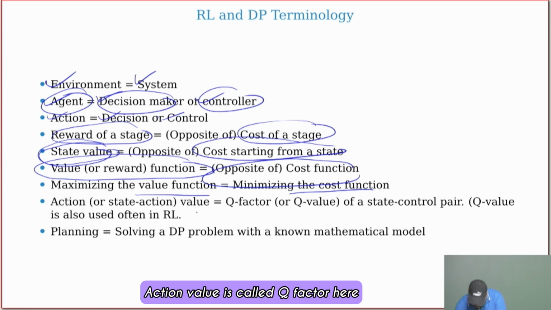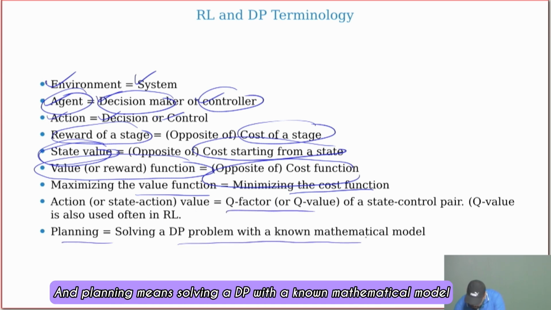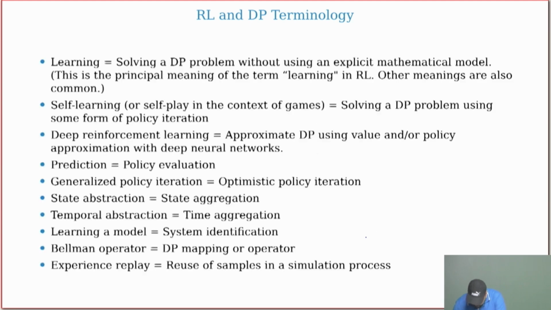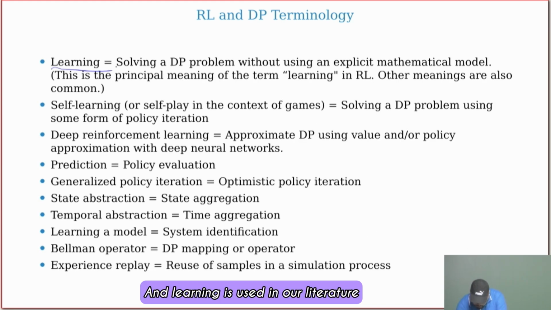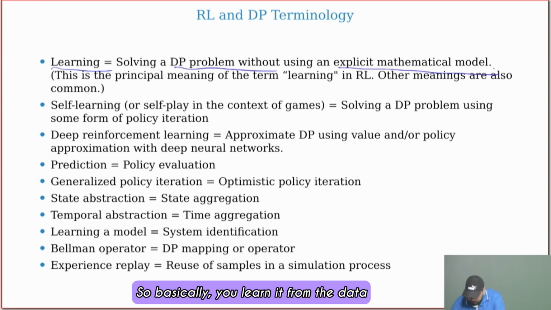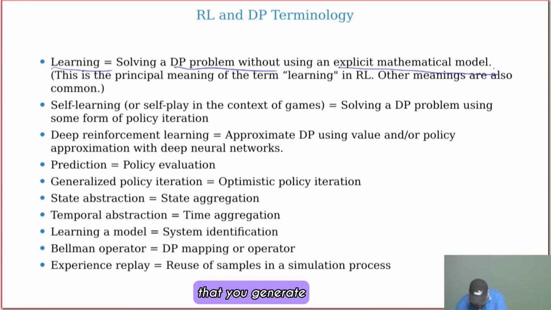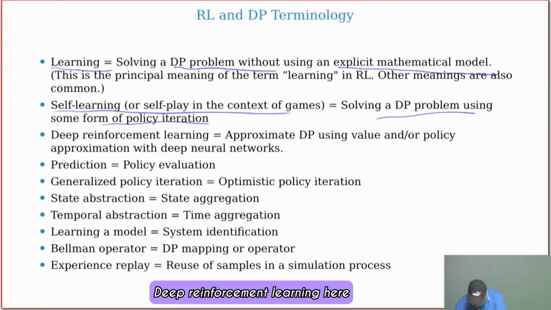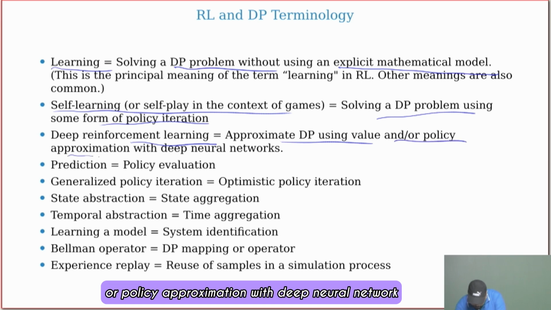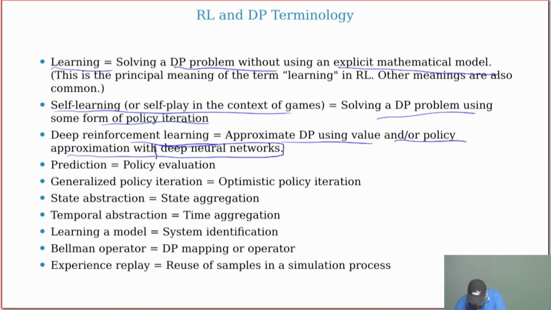Action value is called Q factor here, and planning means solving a DP with a known mathematical model. And learning is used in RL literature, so here we call it solving a DP without using an explicit mathematical model. So basically you learn it from the data that you generate. Self-learning, here, will be solving a DP problem using some form of policy iterations. Deep reinforcement learning, here we call it approximate DP using value or policy approximation with a deep neural network.